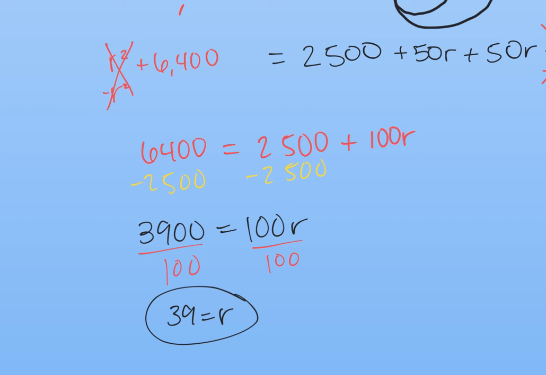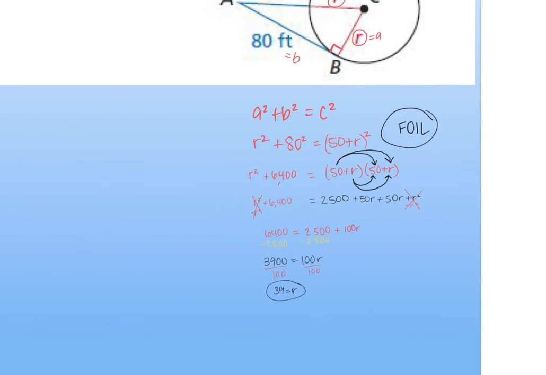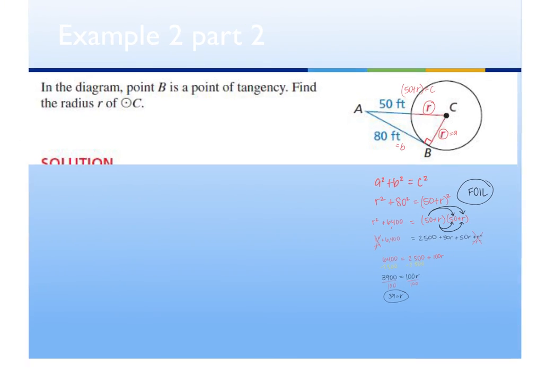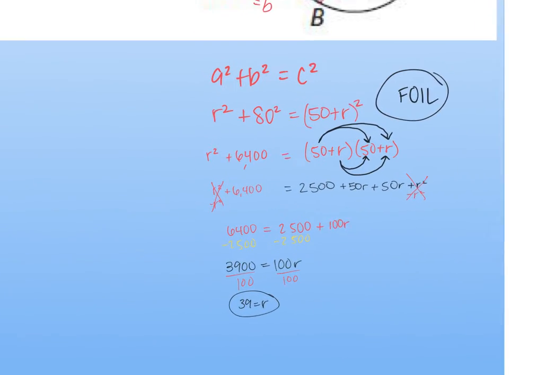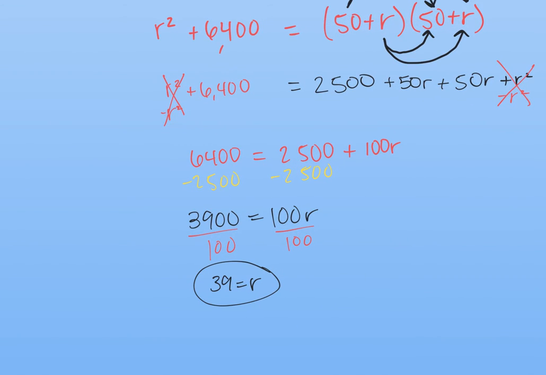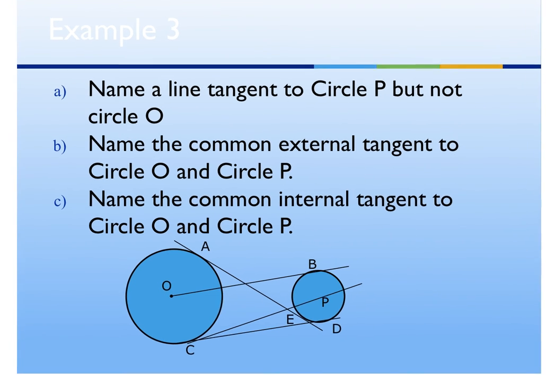Good question. Okay. Do you guys see how my final answer did not involve R squared? R squared should go away. If it didn't, what do you know? You did something wrong, okay? Go back and check your work. Got it? Okay. Any questions on this first one? So the radius of circle C is 39. Cool beans? Okay, moving on.